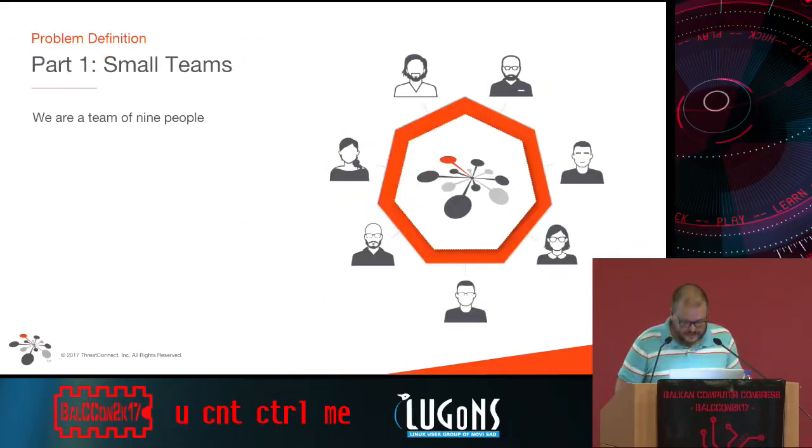So we come back to the problem definition. So what are the problems that I'm trying to solve here? The main problem is that we have a small team. We don't have unlimited numbers of people that we can hire. There's a certain budget that we have, and you can only hire the number of people that you're allowed to. So in my example here, my team is 9 people. These are our little icons.